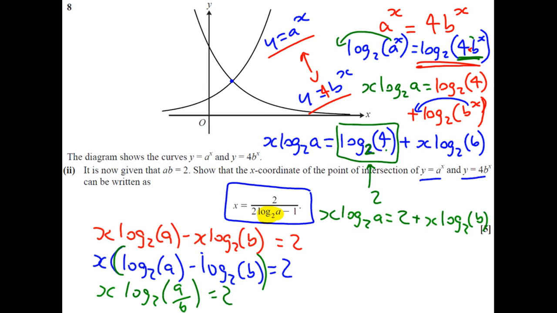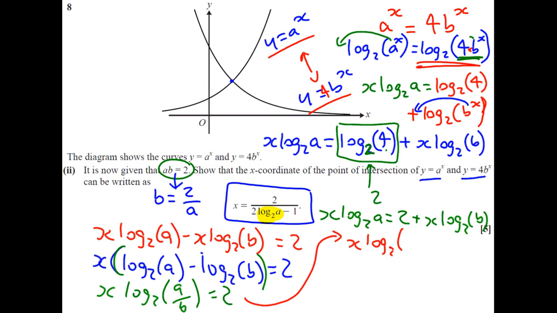And now, I knew we needed some more information. We need to get rid of b. Okay, so we're going to use this info now, that a times b is 2. That means we can get rid of b by saying that it's 2 over a. Okay, so this therefore means x log to the base 2 of a. I might have done a bit of extra stuff I didn't have to there, but we'll see.